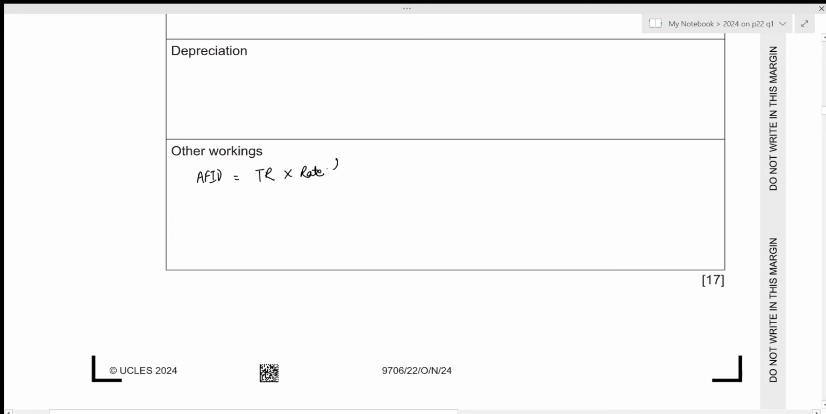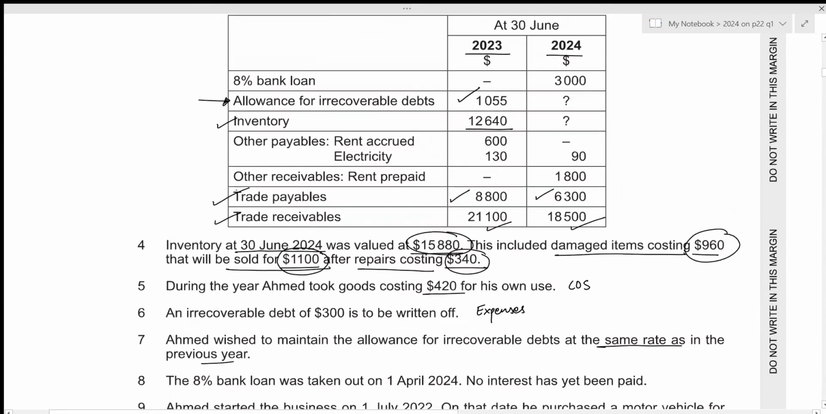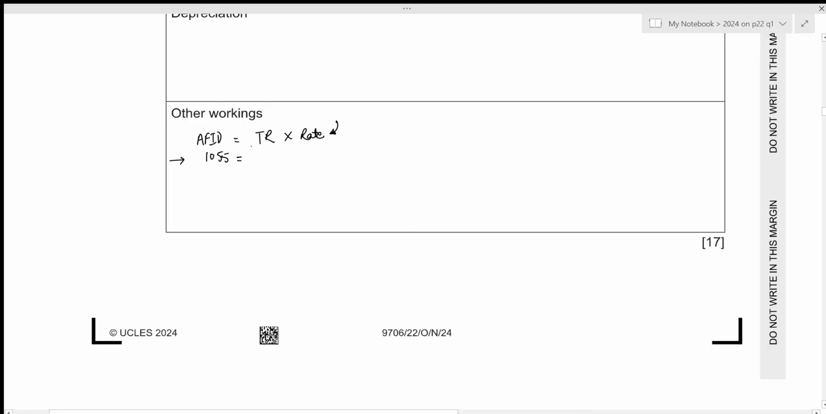In this case, we first need to figure out the rate by using our opening balances. The opening balance for the allowance for irrecoverable debt was 1,055, and the opening balance of our trade receivable was 21,100. Now we can easily calculate the rate. The rate is just going to be 1,055 divided by 21,100, which will be 0.05. We can also write this as 5%.